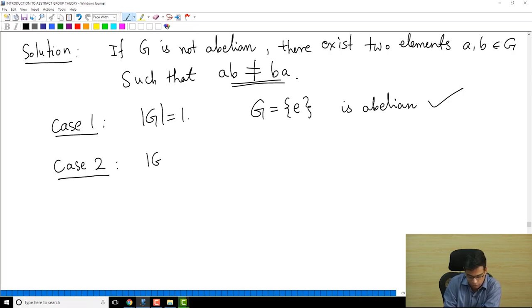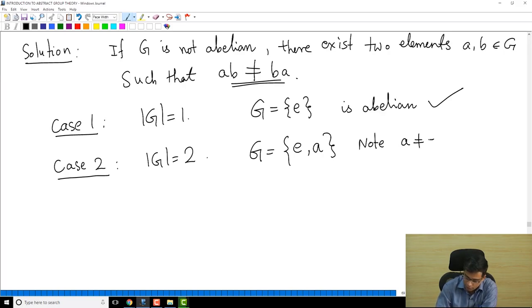Case 2, order of G is 2. So, let's enumerate these elements. As I said earlier, every group contains E. So, the identity is one of the elements. Now, in this case, there is one more element which we will call A. That means E and A are the 2 distinct elements of this group. So, note that in particular A is different from E, right? Because G has 2 elements, one is E, the other we are calling A. So, certainly A is different from E.